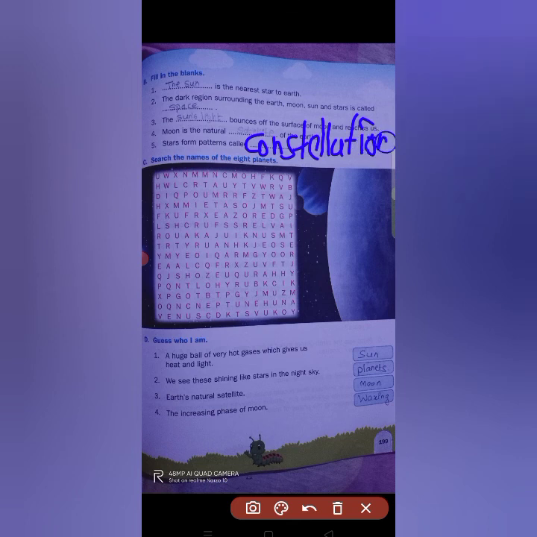Coming to the fifth one, star dash patterns are called as dash. What are those patterns called? Those patterns are nothing but the constellations, right? The stars form the patterns and we call those patterns the constellations. Constellations are the patterns formed by the stars.